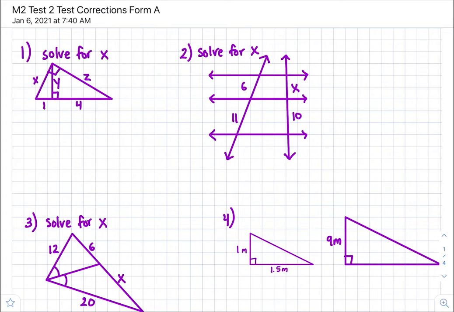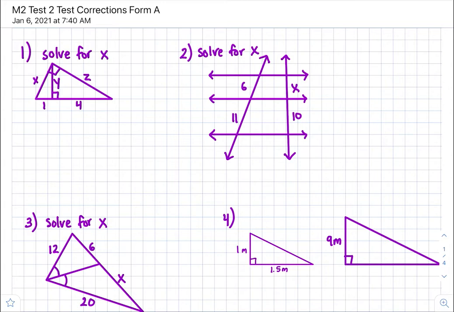Alright, here's your guys' test corrections. In order to receive all the points for your test corrections, you have to write down everything you see on the screen. Everything that's written down, that's what you have to write down. You have to show all your work, you just have to copy down everything that I write down. So you guys can get full points on your test corrections.